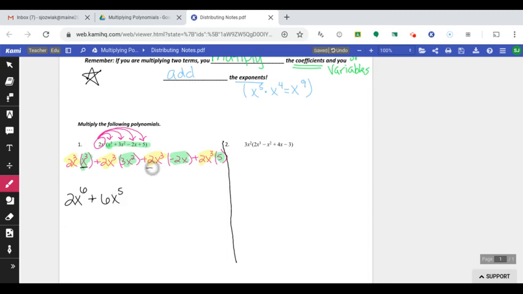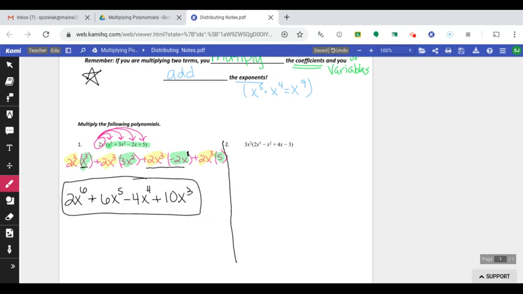Now, when we multiply these two coefficients, that's going to become a -4. And when we add the exponents, we have to remember that there's an invisible 1 there. So that's going to be an exponent of 4. And then we've got 2x to the third times 5. That's just going to be 10x to the third. And there's our final answer.